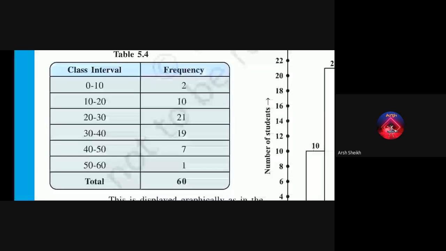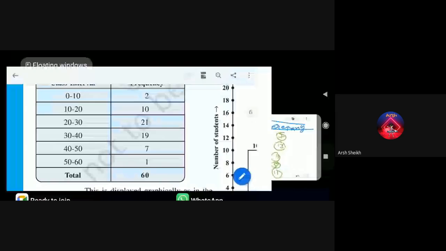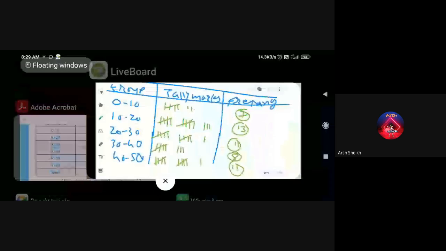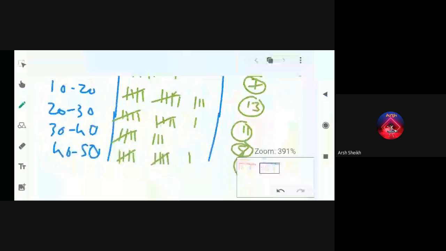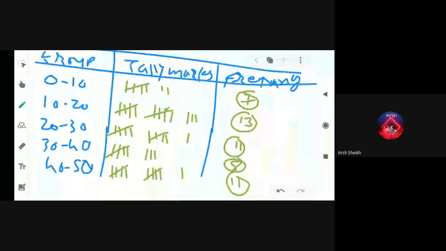But how can we represent this data on graph paper? Please see. First of all, we are taking this example on the live board. First of all, we are preparing a graph page with the help of these two axes. This is the x-axis, this is the y-axis, right? And this is the origin point.